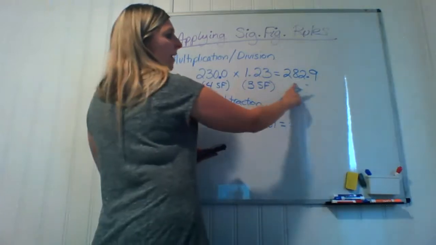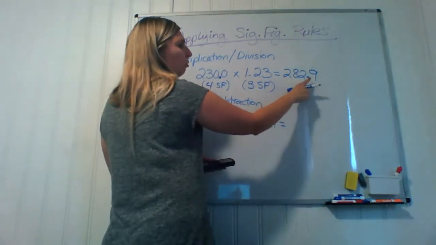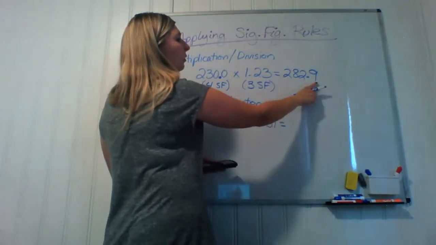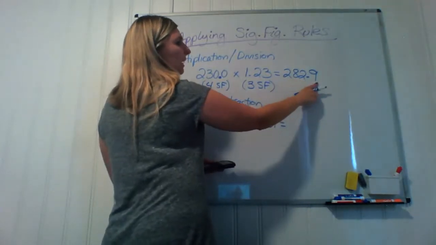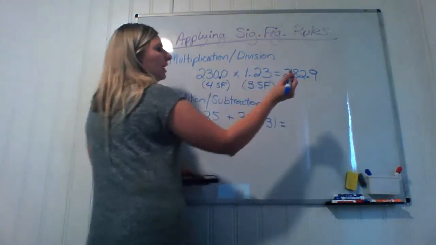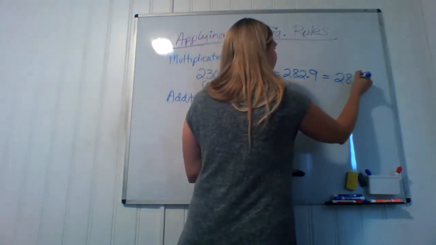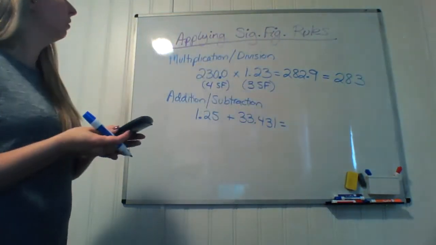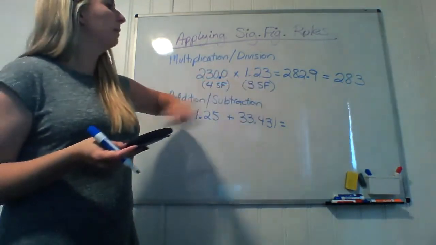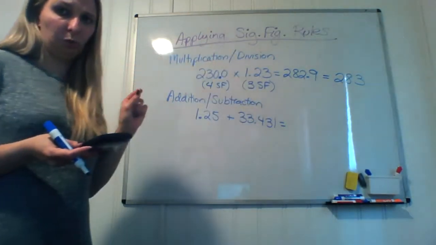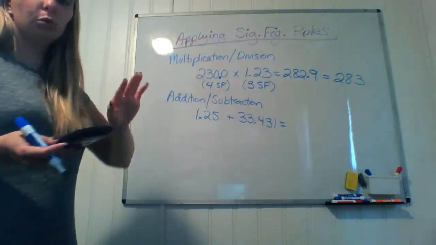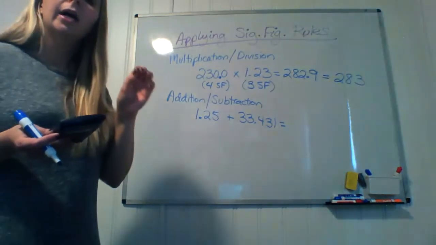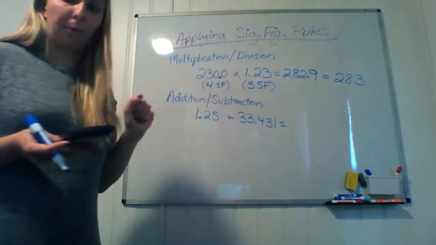So right now, the way it's written, it has 1, 2, 3, 4 significant figures. To change this to 3 significant figures, we are going to round the 282.9 up to 283. Okay, so that would be your answer for this multiplication applying the significant figure rule. Now, the same rule goes for division. So multiplication and division both have you look at the least number of significant figures in your operation.